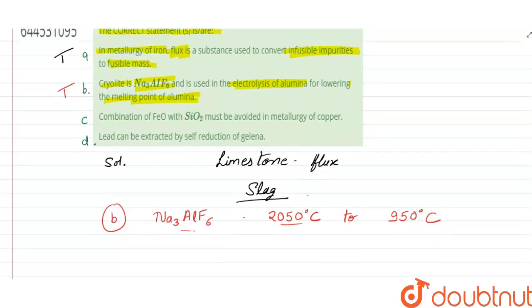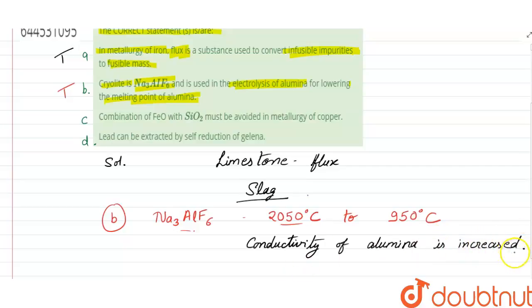So one problem was solved, and one more problem is solved by addition of the cryolite, that is, the conductivity of alumina is increased. So the process can be carried out very smoothly if the conductivity of alumina is increased by the addition of cryolite, okay, in the Hall-Héroult process. So you can say that statement B is also correct here.